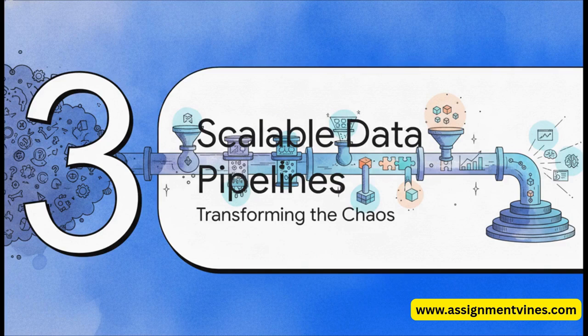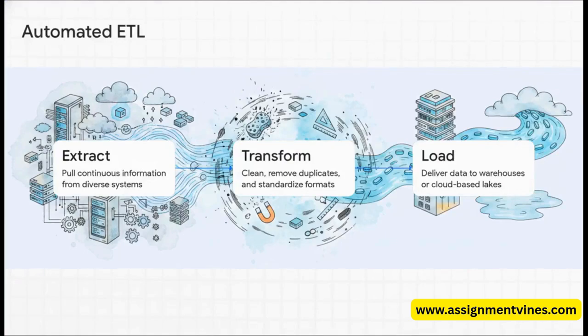Which brings us to section 3, building scalable data pipelines and actually transforming the chaos. Now, what's really interesting about this is that managing data isn't just about dumping it into storage. It's about building a highly reliable, continuous journey for that data to travel through. It needs to go from its raw operational source to a polished analytical asset.